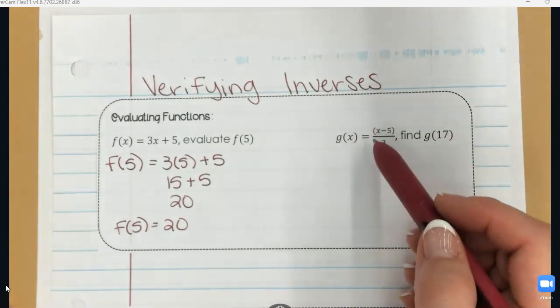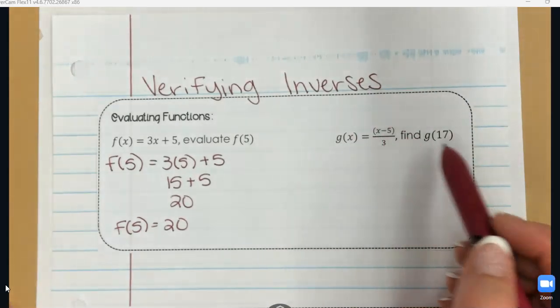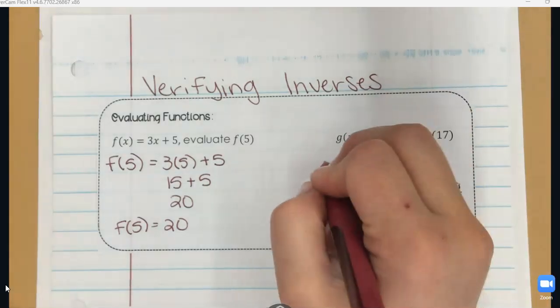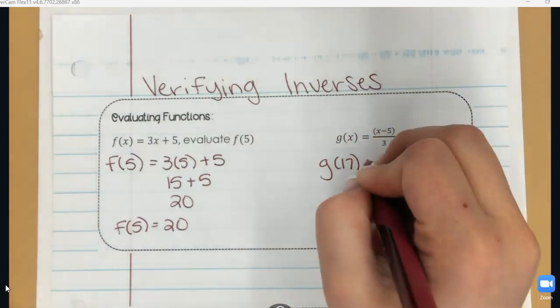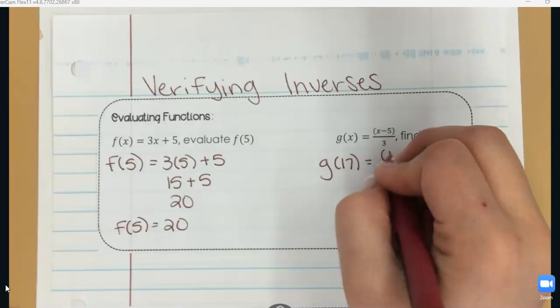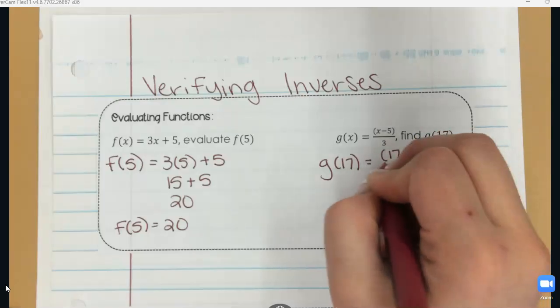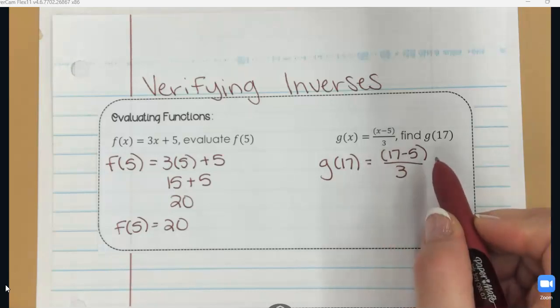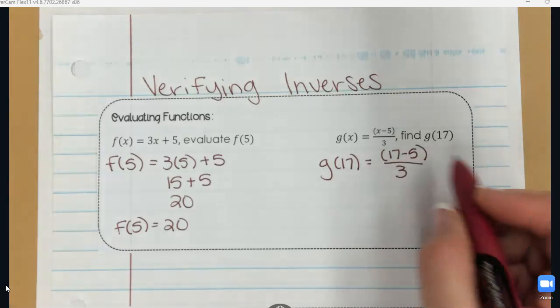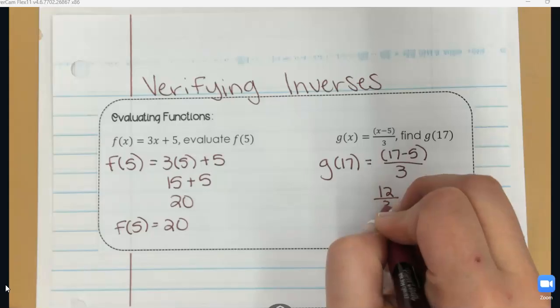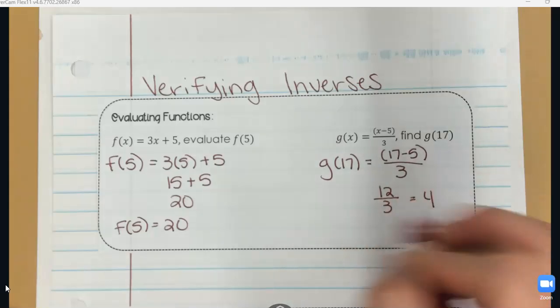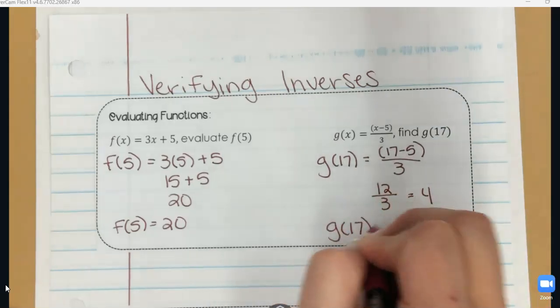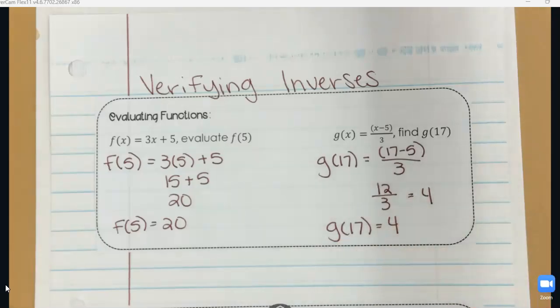So that means f of 5 is 20. Similarly over here, g of x is equal to x minus 5 over 3. If I want to find g of 17, that means I'm going to substitute 17 everywhere that I have an x, and then use my order of operations to continue. 17 minus 5 on top, that's in parentheses, and that is 12, and 12 divided by 3 is 4, so that means g of 17 equals 4. So you're evaluating a function, you're plugging in a number for x.